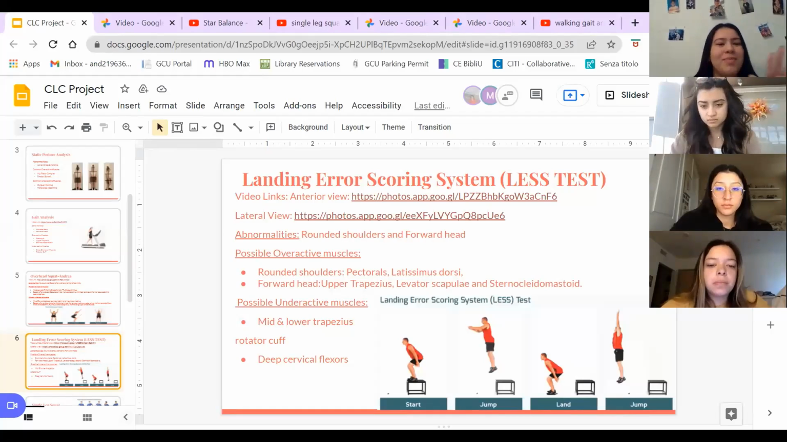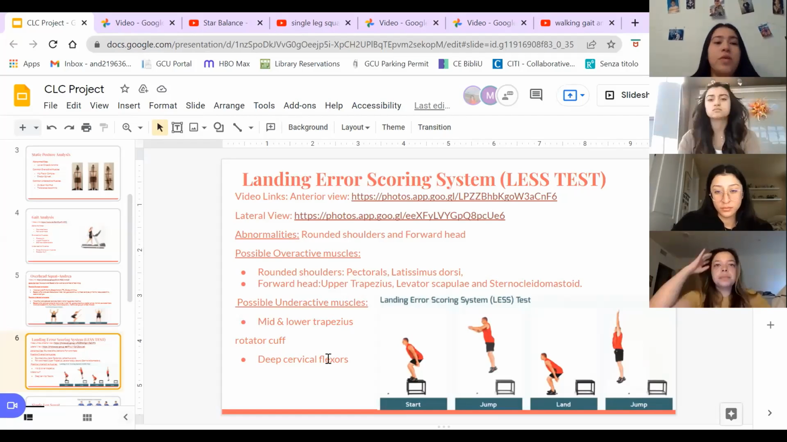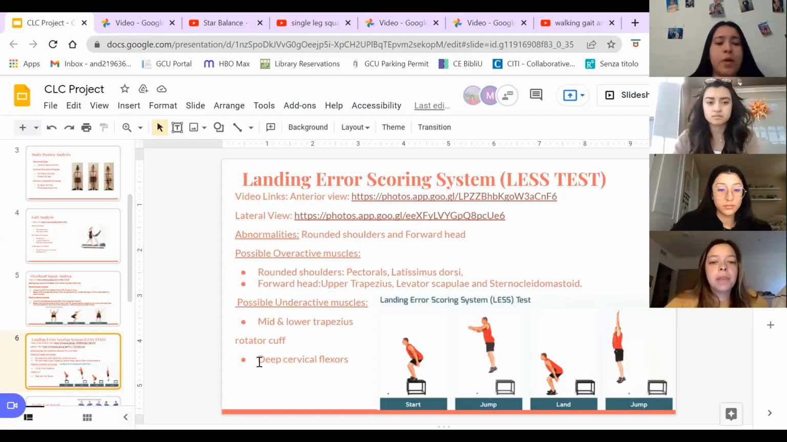Sternocleidomastoid. I pushed that. I'm so sorry, guys. Possible underactive muscles for head lean would be the middle and lower trapezius and rotator cuffs. As you can see in the video, I was leaning over way too much, causing a rounding in the shoulders. Whereas for head lean, it would be the cervical flexors.